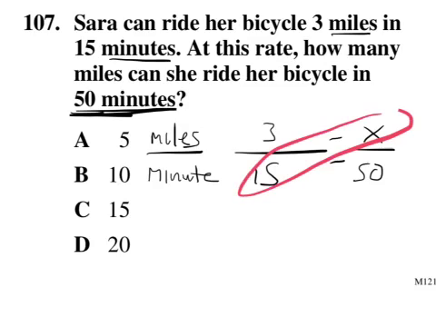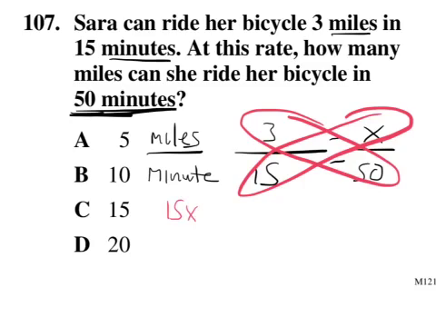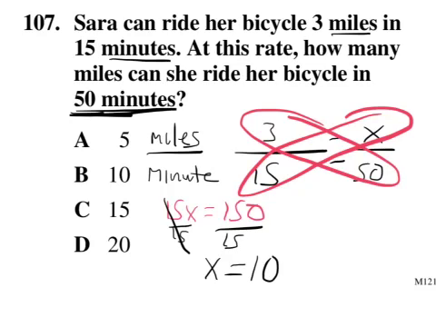So could you cross multiply and solve? Okay, 15 times x is 15x. 3 times 50 is 150. Divide by 15, x equals 10. Now, is that exactly it? Yeah, we don't have to worry about subtracting or changing anything because 50 minutes is what we want, and it would be 10 miles.